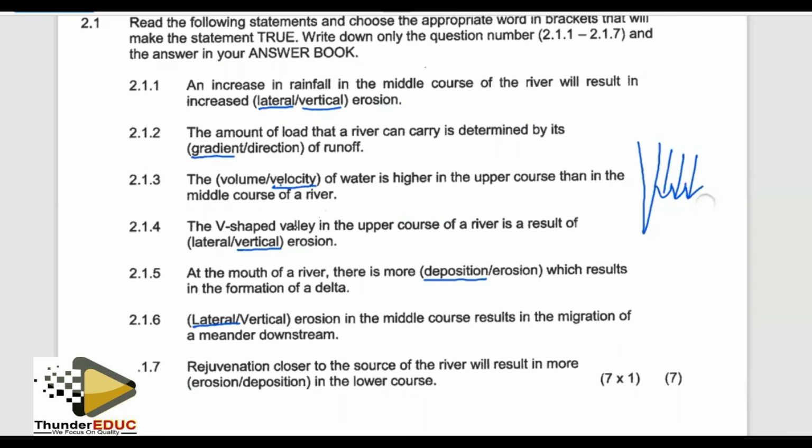2.1.7, rejuvenation closer to the source of the river will result in more erosion or deposition in the lower course. Remember, rejuvenation is all about the river gaining energy. Therefore, there will be more erosion in the lower course. It means it will start eroding the channel vertically after gaining strength due to more water, or due to gaining more energy.